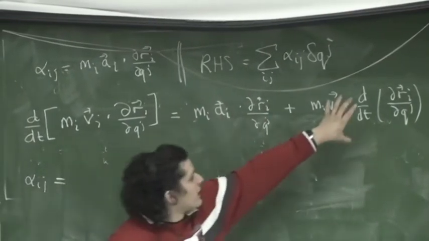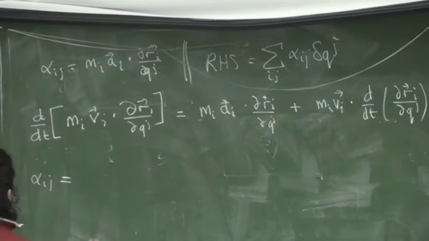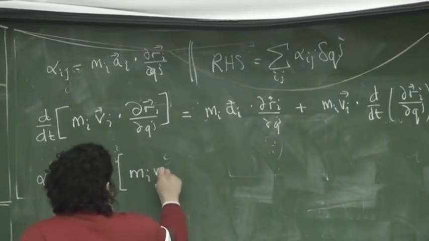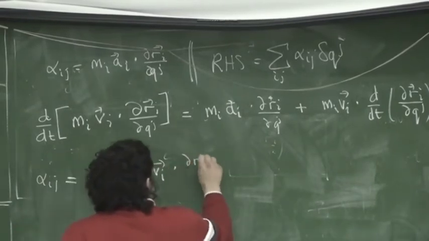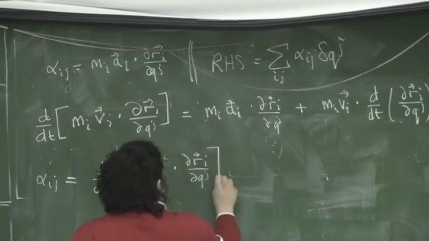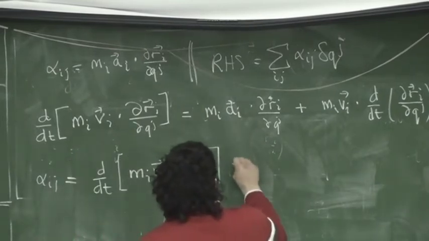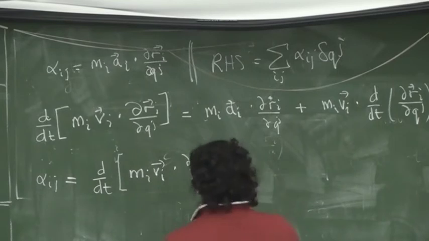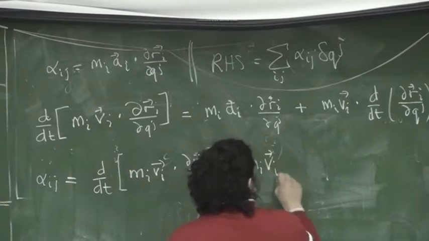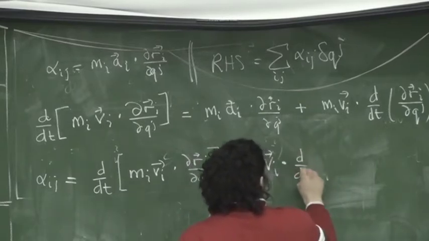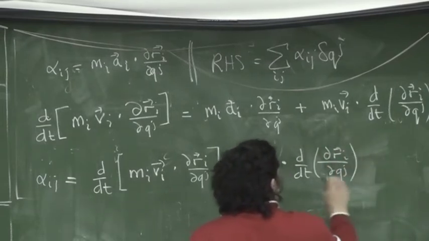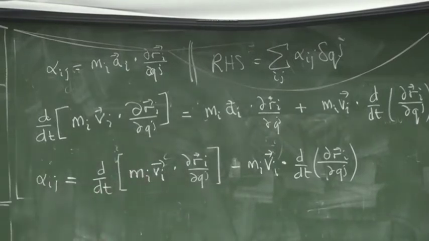is alpha ij. I can bring this term to the other side, and what do I get? I get d by dt of mi vi dot del ri del qj, plus, minus, so go to the other side, mi vi dot d by dt del ri del qj. Okay, so we've got an expression for delta ij.